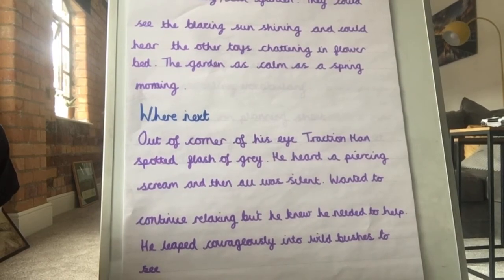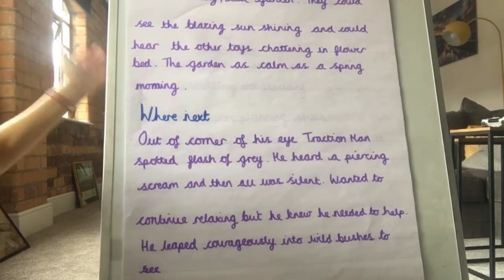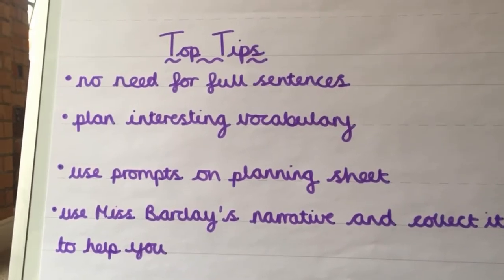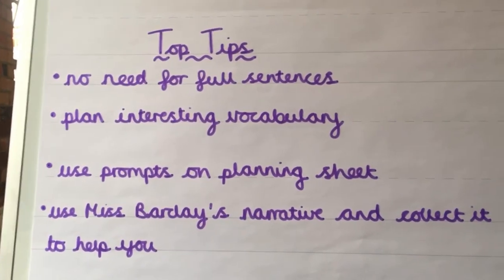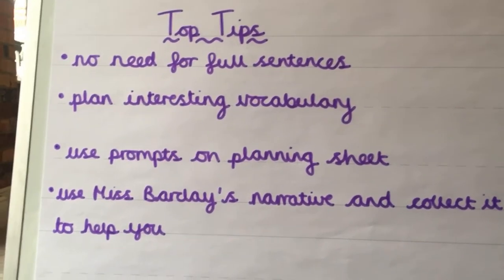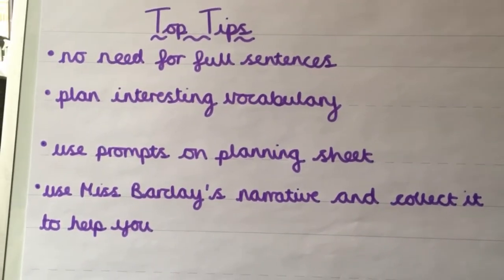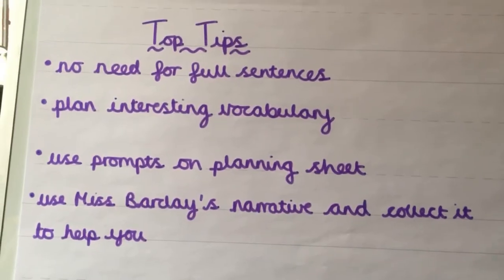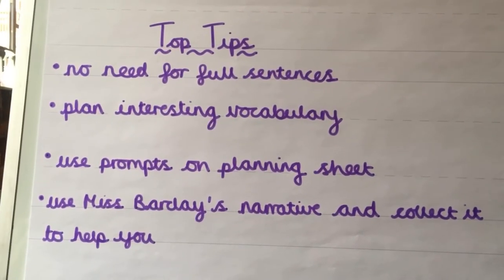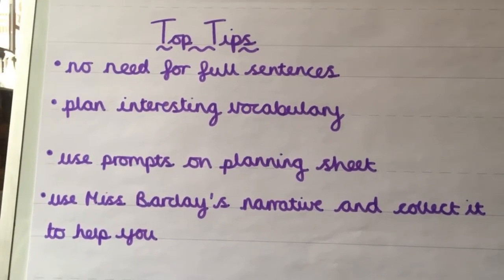Your task is to now plan your narrative. You'll need to do those same four paragraphs and then finish your plan. Here are some top tips to remember when planning your narrative. You do not need to write in full sentences. Plan for interesting vocabulary. Don't just plan what's going to happen, but write down the adverbs, the adjectives, the nouns, the verbs, the conjunctions that you want to use.